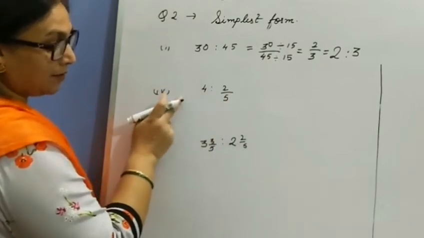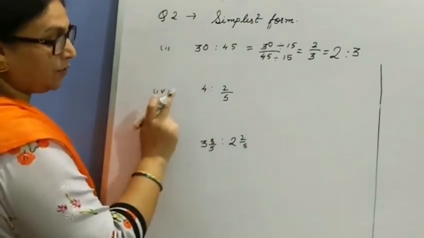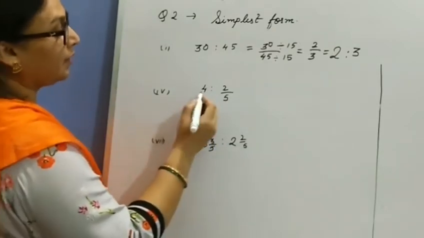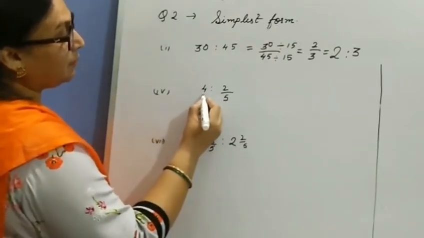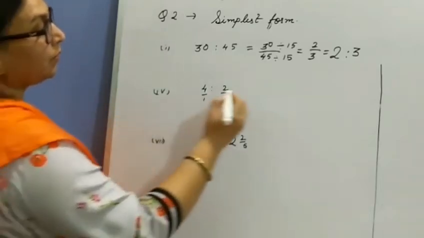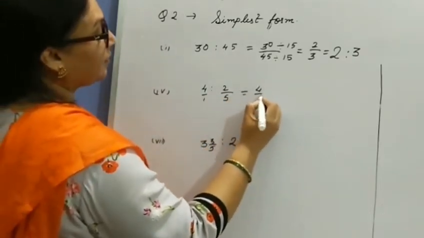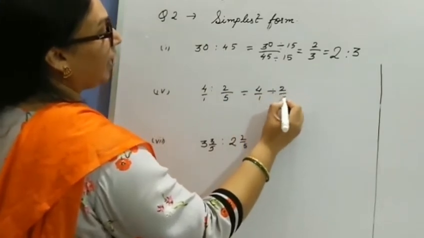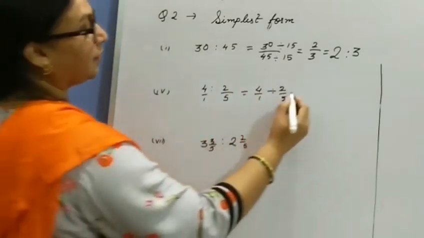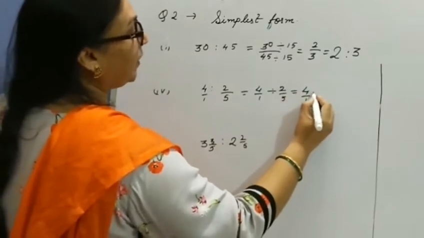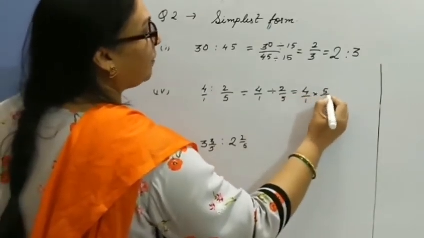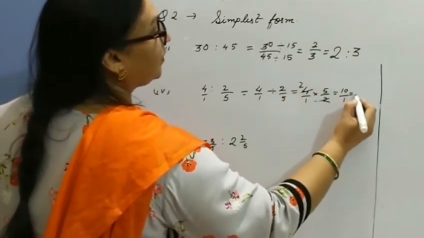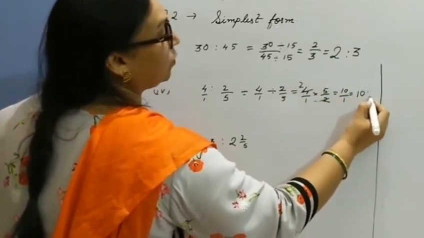4:2/5. The next case: if the antecedent or consequent is a fraction, how to start? Simply make the first term a fraction. Now write the second, removing the ratio sign by division, and do simple division of fractions. It means how to proceed? 4/1 into the reciprocal of it, 5/2. Simplify, it becomes 10/1, or the ratio in simplest form is 10:1.